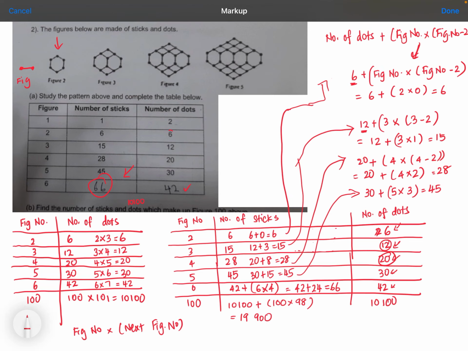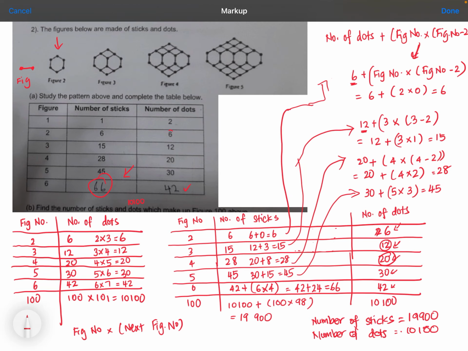I will get 19,900. So for part B, find the number of sticks and dots which make up figure 100 above. Okay, I'm unable to see the bottom of the page, whether the question wants them separated or together. If they want number of sticks and number of dots like this, alright, then the answer will be 19,900. Number of dots will be equals to 10,100.